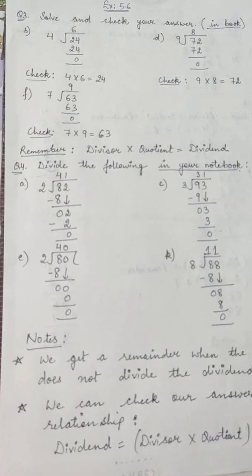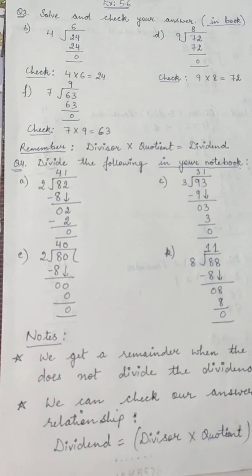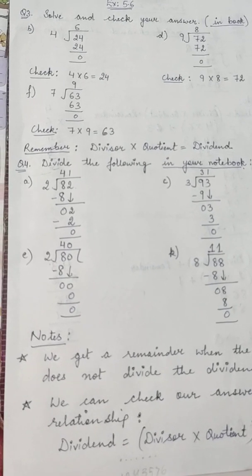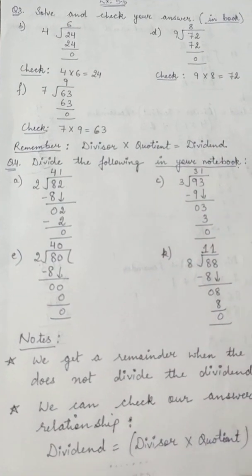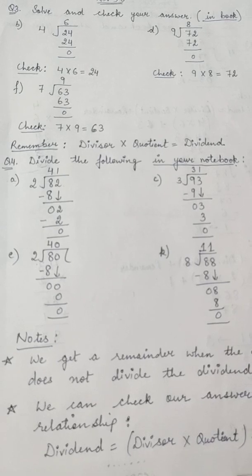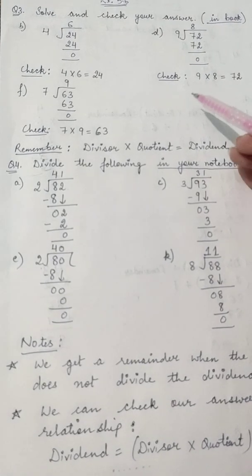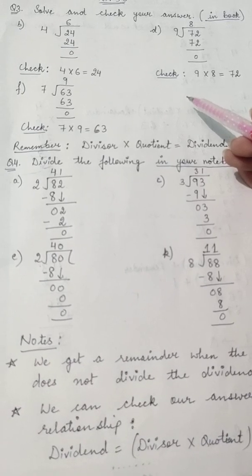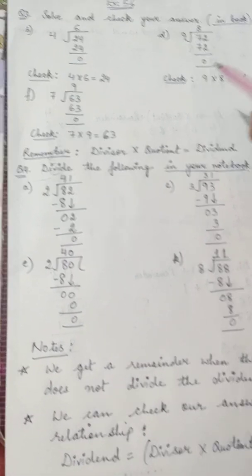Today we are going to do your question number 3 of exercise 5.6. So your question is solve and check your answer. This question you have to do in your book. As I am doing your B part, A part is already solved in your book. So you can do the B part.